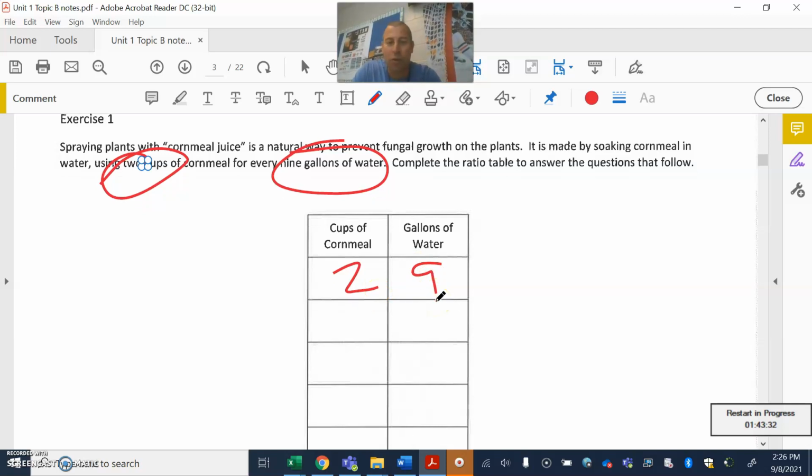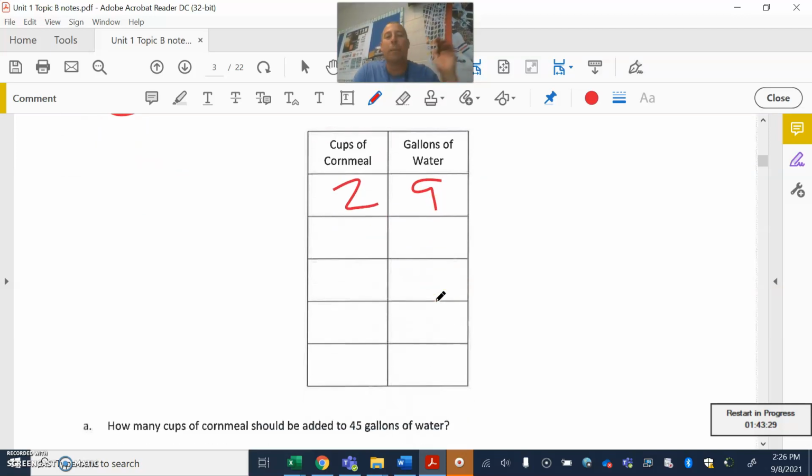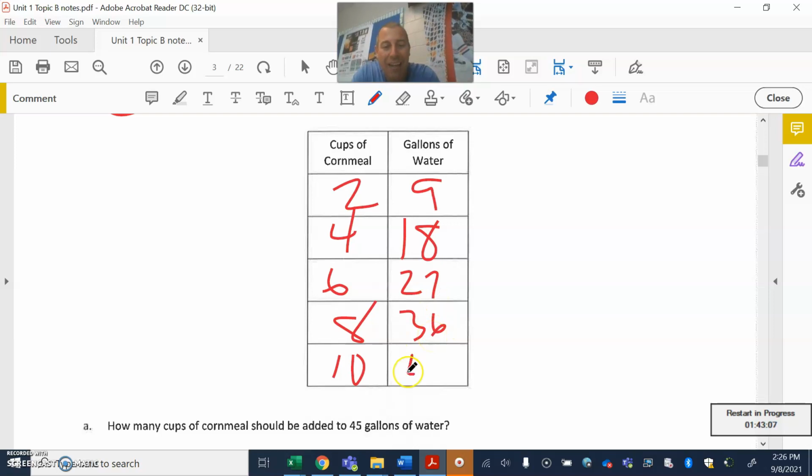All right, people, remember, we're making the table, so we're going to do repeat addition. 2, 4, 6, 8, 10. Let's do it here, people. Repeat addition. 9, 18. Now, if you get stuck with the repeat addition, you might think multiplication. 9 times 2, 9 times 3, 9 times 4, 9 times 5. Different situations might be easier based on the situation.